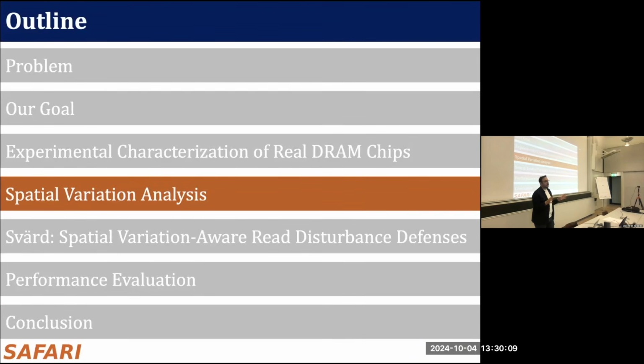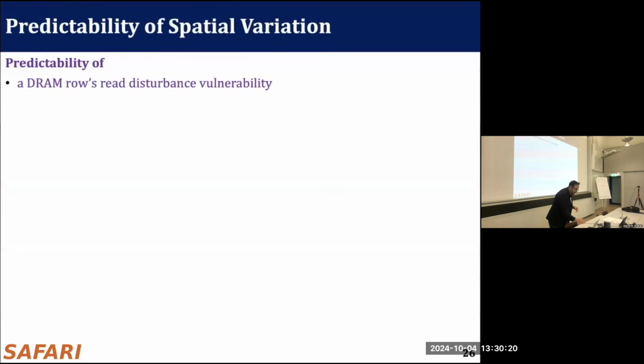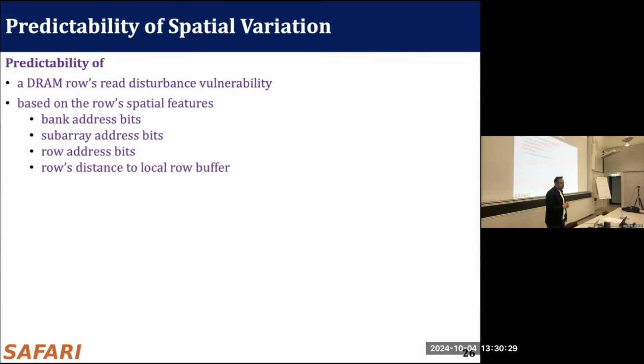So far what I showed you is just eyeball statistics, right? I just look at the picture with my eyes, and I say I don't see anything. Okay, it's not very scientific, so we tried some statistical approach. We looked at the predictability of a DRAM row's read disturbance vulnerability based on several spatial features that a row has. We looked at the bank address bits, the subarray address bits, row address bits, and the row's distance to the local row buffer. These are the spatial features that we can come up with.